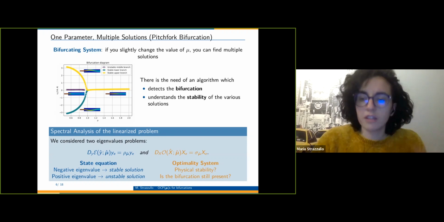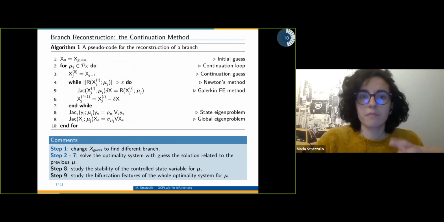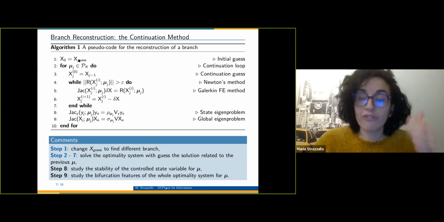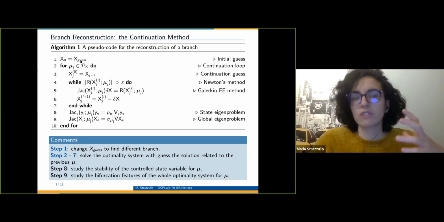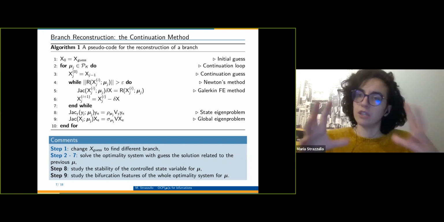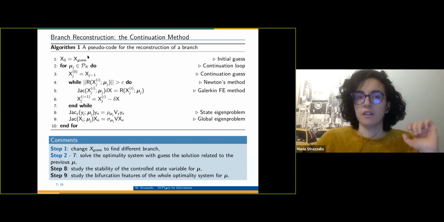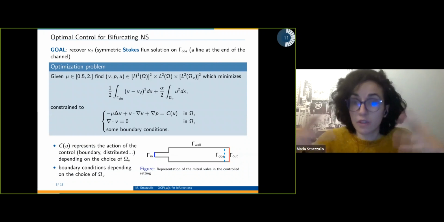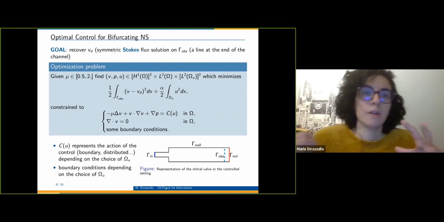In order to find the other branches, there are several techniques, but basically you can act on the first step, so on the first initial guess. If you act on that, you are able to choose which branch to follow. Now, I don't want to be really detailed, but basically this is an important step in order to find all the 3 branches. Great. Let's start with some numerical results.